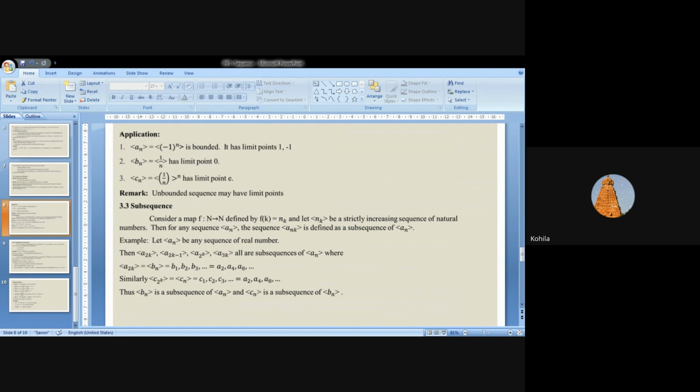These are all the applications. We can note it down. Out of these three, we can have any one example in your exam.